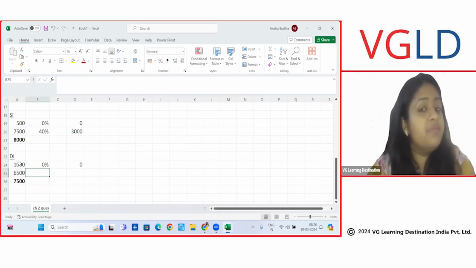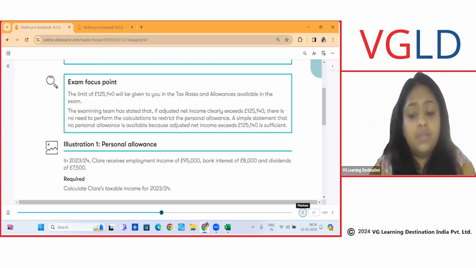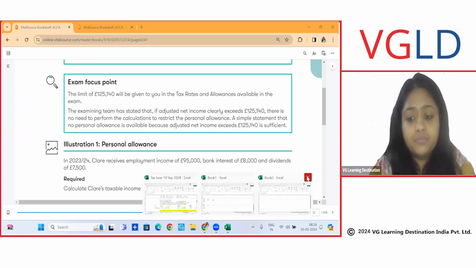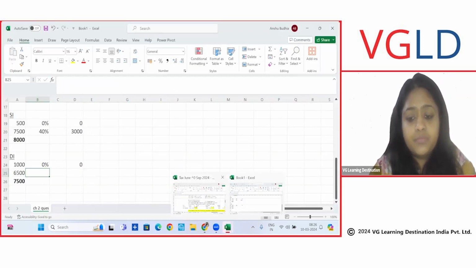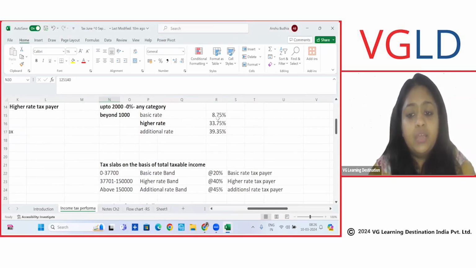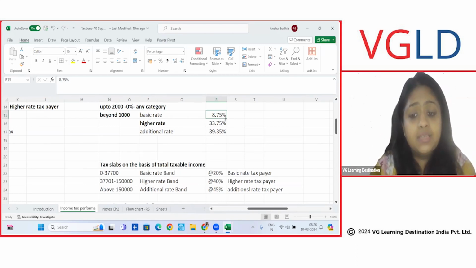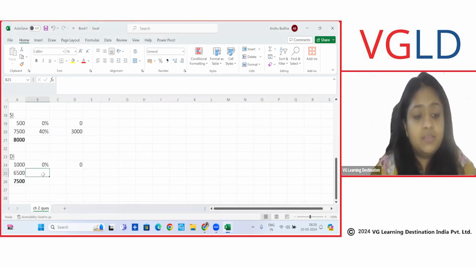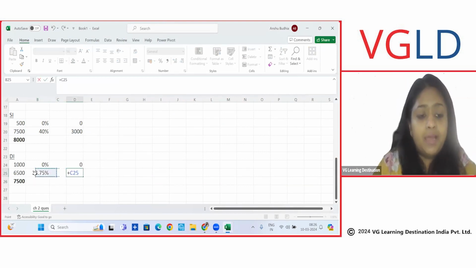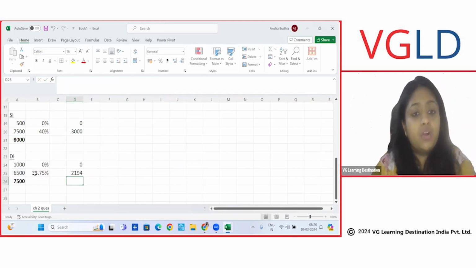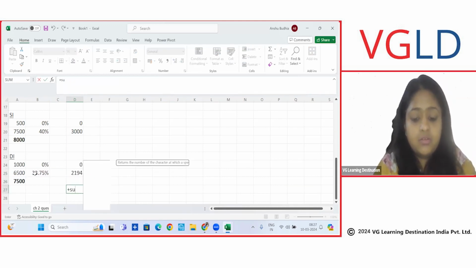Now what is the tax rate? I will not apply 40%. He's a higher rate category taxpayer. So I need to go into the table and see what is the tax rate applicable to dividend income. So I'll go in the table and I will find that the tax rate applicable to dividend income for a higher rate band is 33.75%. So here I'll apply 33.75%. Now I'll multiply it. I got this. Now get the totals.